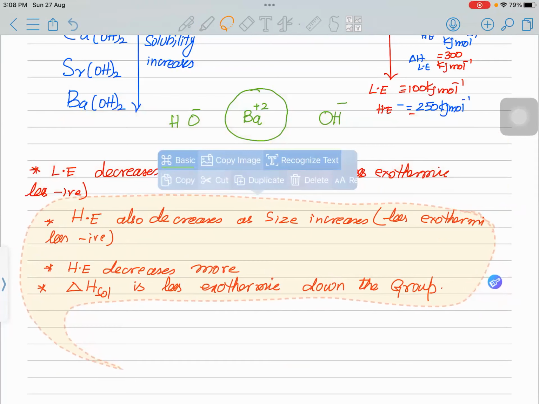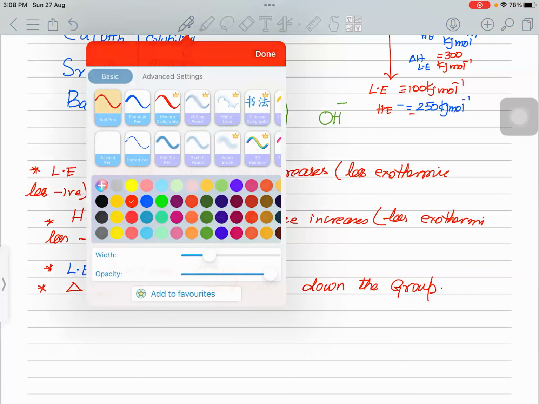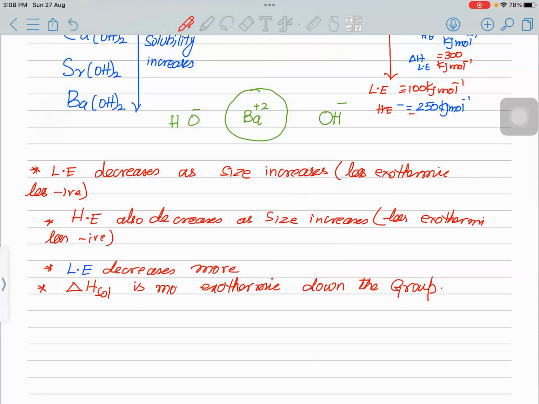Same point. Hydration energy also decreases, but here lattice energy decreases more. Delta H solution is more exothermic down the group. That's why solubility increases. Are you getting my point or not?